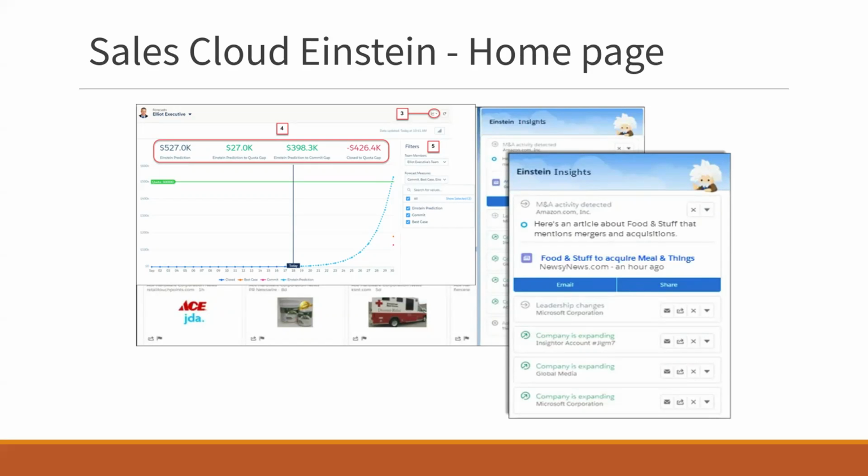And so it's serving up news. It's telling me here that Amazon's having a merger. There's some leadership changes at Microsoft. And then we don't see it on this screenshot, but it also will show you opportunities. This opportunity is getting better. This opportunity is getting worse. This opportunity is past the close date.